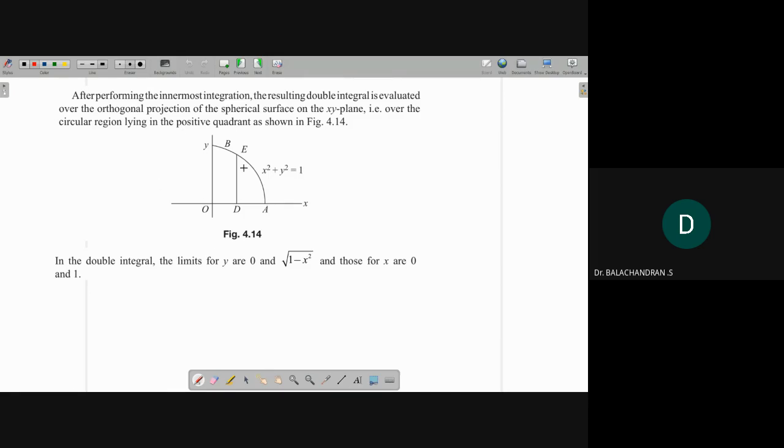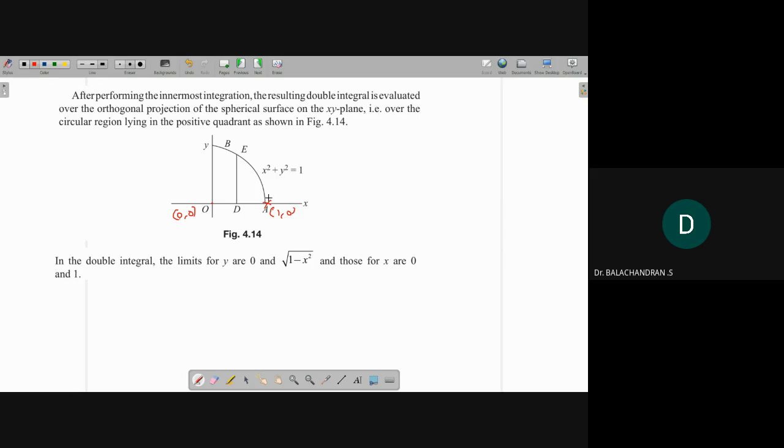So here next I should take a strip parallel to y-axis. So here y is 0, here y is what? Root of 1 minus x square, and this is the point A, 1 comma 0, because this is x square plus y square equal to 1. This is the origin. So x varies from 0 to 1. So I think now we found the limits. Now the remaining part is what? Calculation.